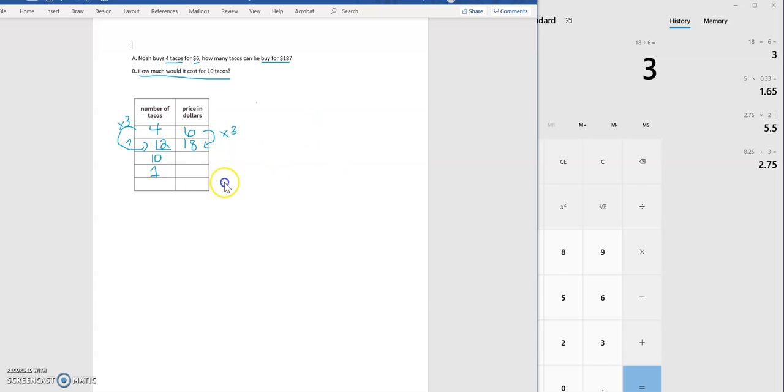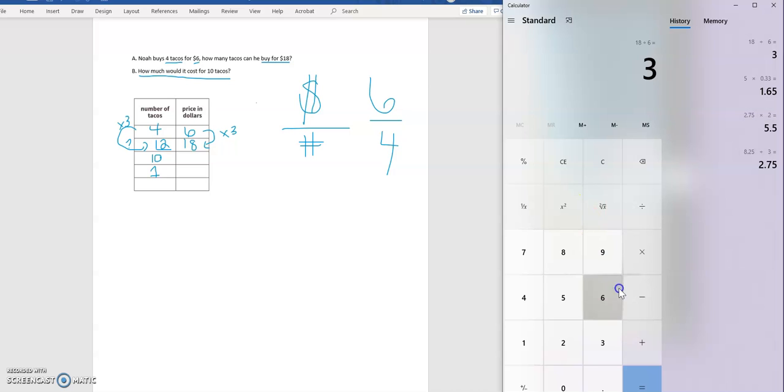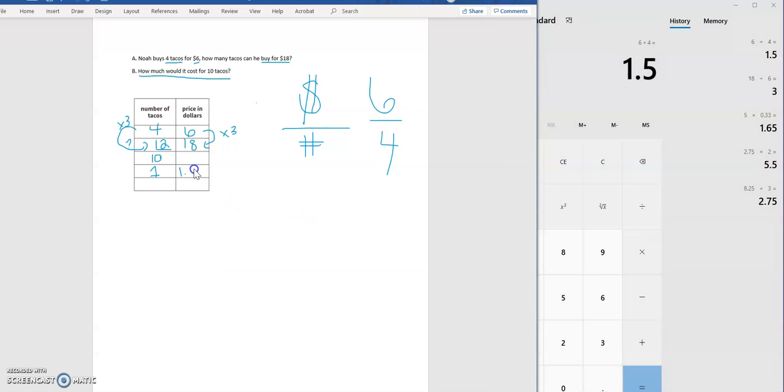The unit cost is taken by taking the price of any item and dividing it by how many you're buying. So in my table, I could do $6 divided by 4 tacos. Again, I'm going to use my calculator for this. So 6 divided by 4 tells me one taco costs $1.50.